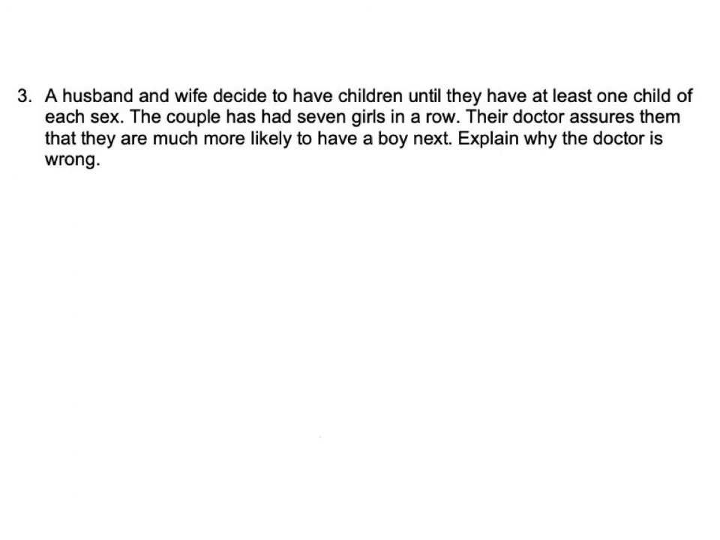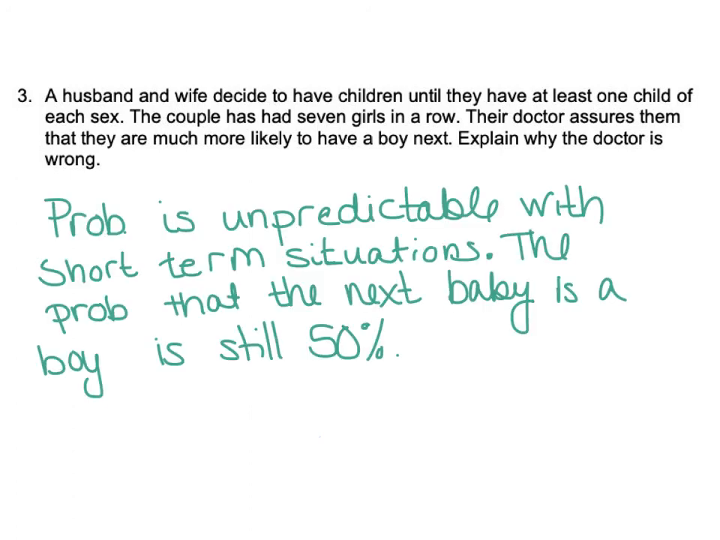So in the short term, probability is unpredictable. The probability that the next baby is a boy is still 50%. You see this sort of mindset a lot with gamblers. For instance, if somebody was playing a slot machine and it hasn't given out any money for a significant amount of time and they keep playing and keep playing, in their mind they're like, it's due. Any moment, it's due for a big payout. I'm going to keep playing it.